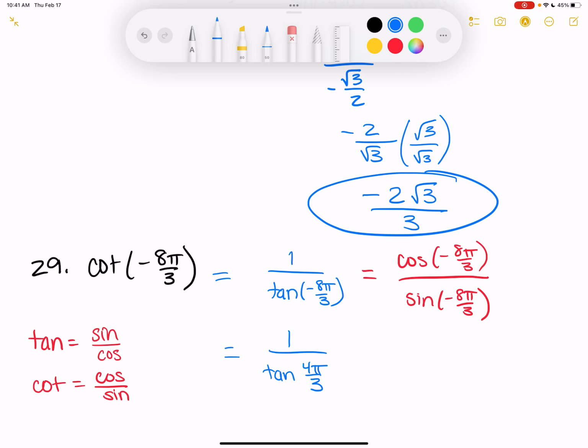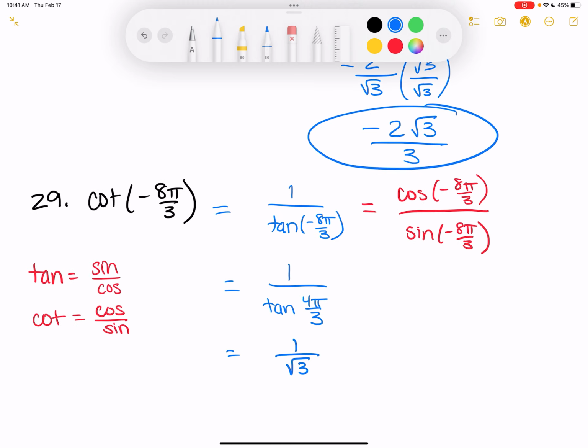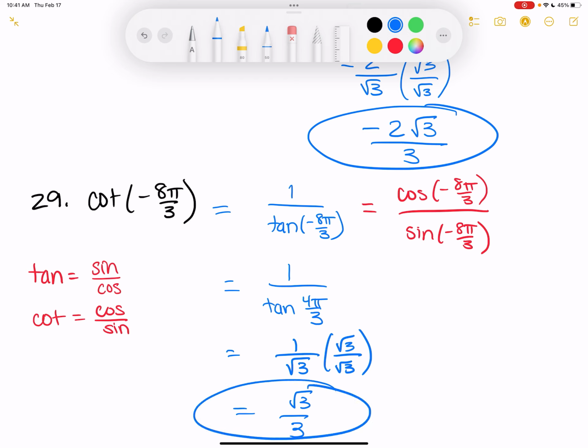The tangent of 4 pi over 3 is equal to what? Square root of 3. So this is equal to 1 over the square root of 3. We can't have that. So multiply by the square root of 3 over the square root of 3. And that leaves us with what? Square root 3 over 3. Root 3 over 3. So not too bad.